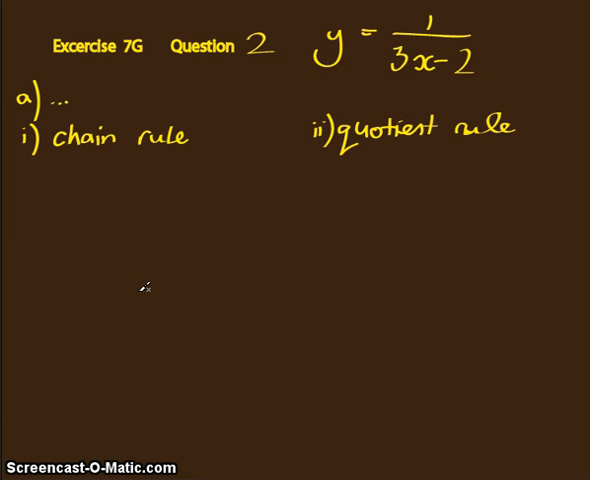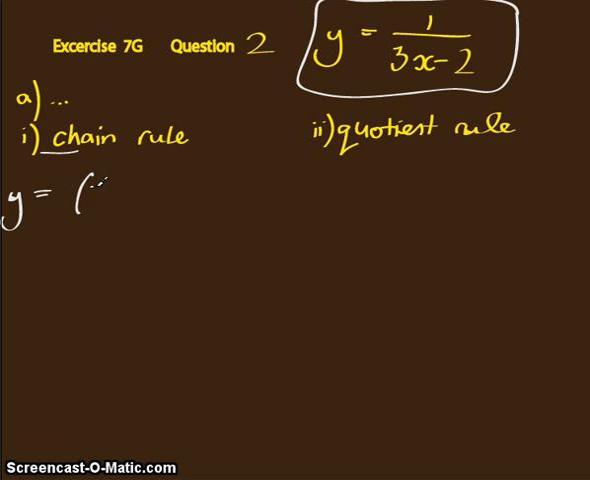With this particular question, we're dealing with this equation here. What we're going to do is compare the process involved if we differentiate it using the chain rule, and then if we differentiate it using the quotient rule. Now before we can use the chain rule, we need to convert this to powers of x.